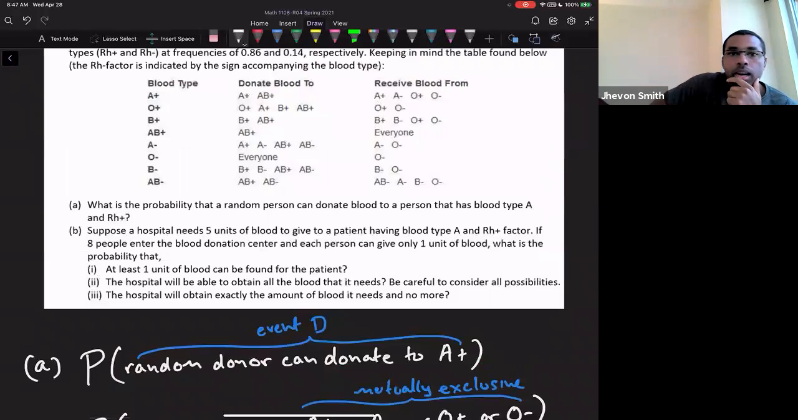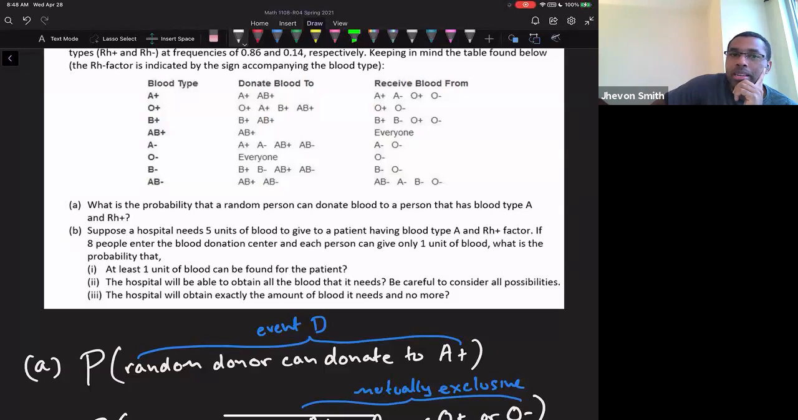All right. A hospital needs 5 units of blood to give to a patient having blood type A positive, right? So we have the same A positive person. Now we're going to pretend that 8 people enter into a blood donation center that can feed into this hospital. And each person gives 1 unit of blood, right? You can't take too much blood from somebody because, you know, it would affect their health.